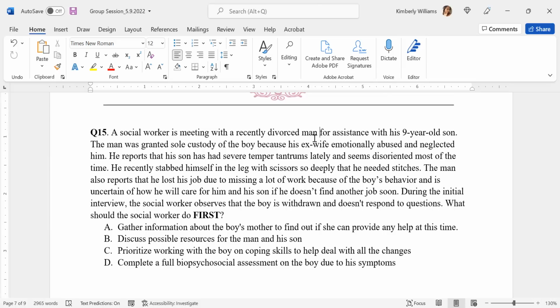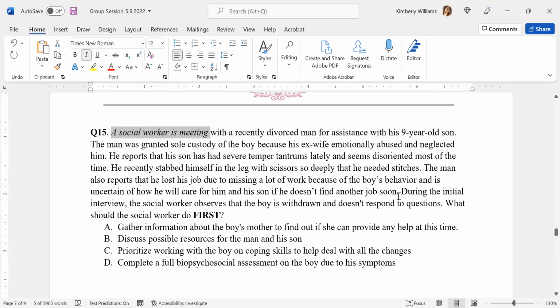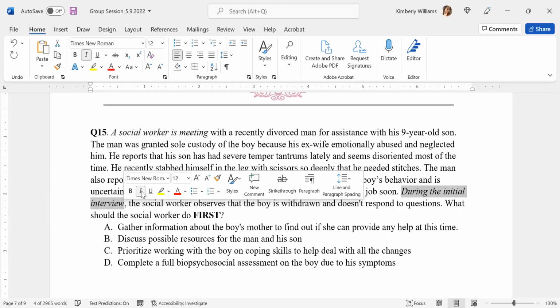All right, that's a whole lot. And I like this question because I want you to know how to go in here and get what you need and get out. Don't be intimidated by all these words, even though you may have one question on the exam like this. So it says a social worker is meeting, so that means we're in the beginning. That also tells me during the initial interview. So I'm very clear now that we are in the beginning.